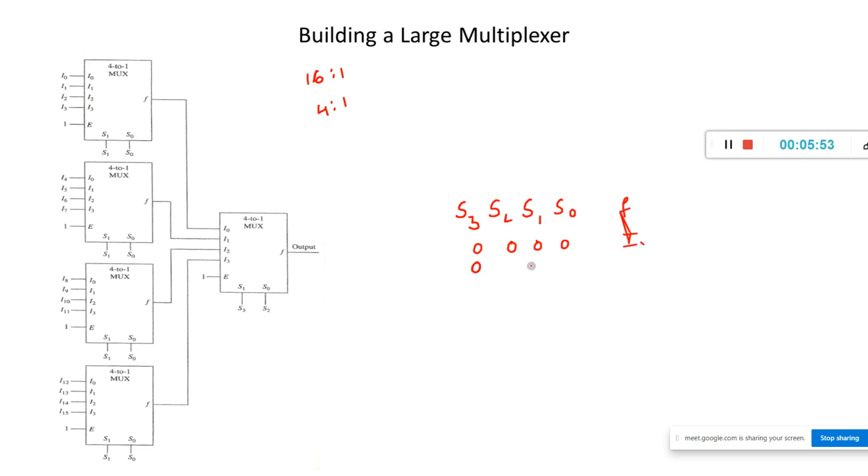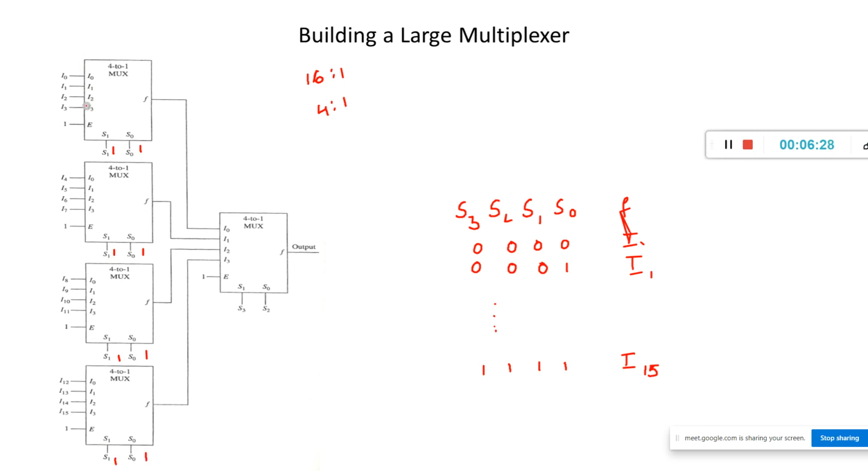Okay, so here 0 0 0 1, I1 will be selected. Similarly, up till 1 1 1 1, the I15 data line will be selected. Okay, so let me check with I15. When all the select lines are 1 1, see this is S1 S0, S1 S0, S1 S0, S1 S0, all are tied together, all are 1 1. S1 S0 is 1 1.